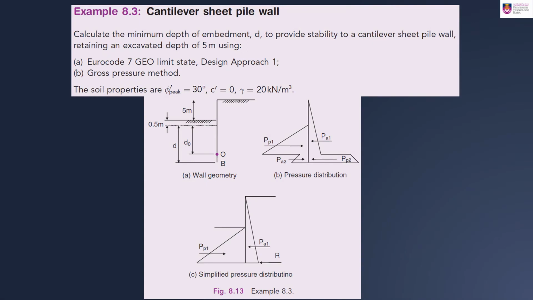For example here, cantilever sheet pile wall: calculate the minimum depth of embedment D to provide stability to a cantilever sheet pile wall retaining an excavated depth of 5 meters using the Eurocode 7 GEO limit state design approach 1. And then the soil properties are given here. So figure A shows the wall geometry, B is the pressure distribution, and C is the pressure distribution by the simplified method. So what we need to find here are D and D naught. And then by taking moments at the point O.